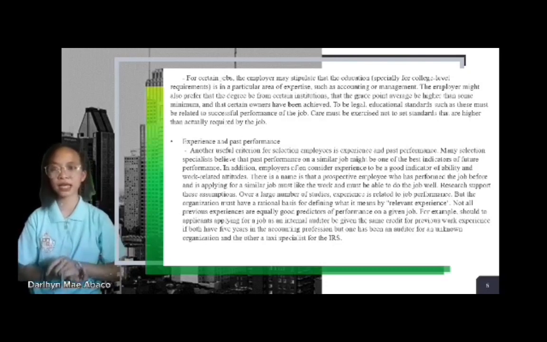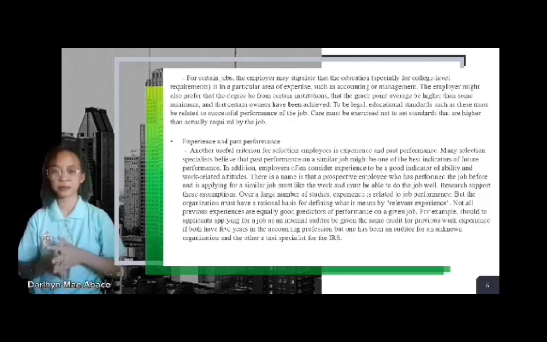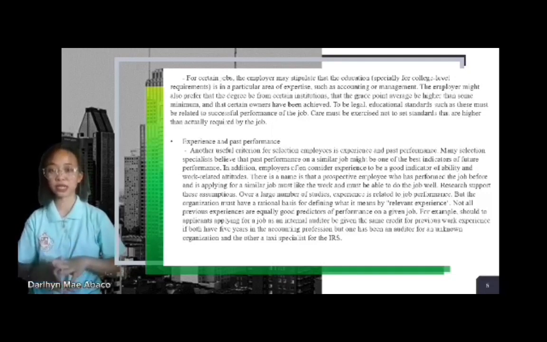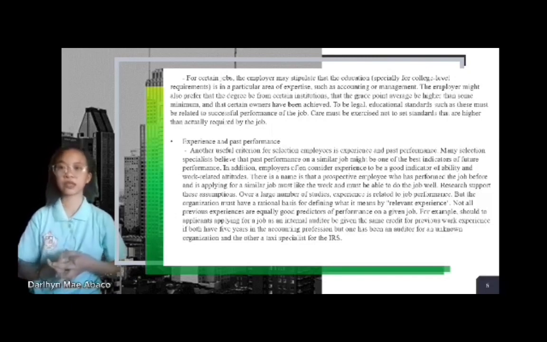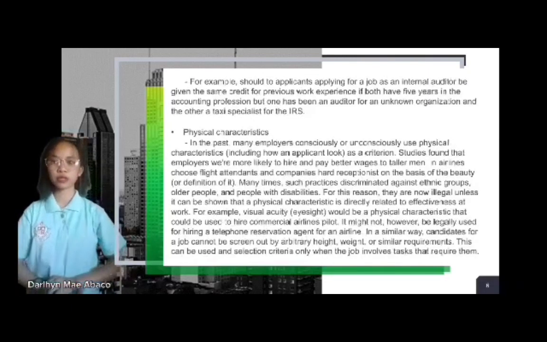Experience ang kadalasang hinahanap ng isang company kasi kung may experience ka na about sa trabaho na ina-applyan mo, matatanggap ka na. Hindi naman agad-agad matatanggap pero may possibility na matatanggap ka. And sa past performance naman, dapat maganda ang naging performance mo sa last job mo kasi isa na ito sa advantages mo para matanggap sa trabahong ina-applyan mo.